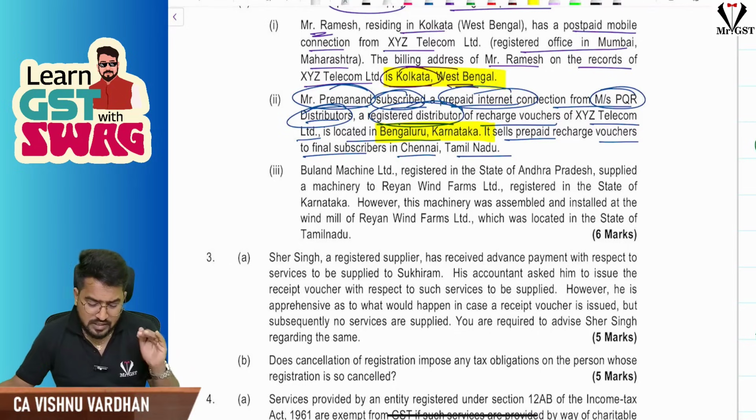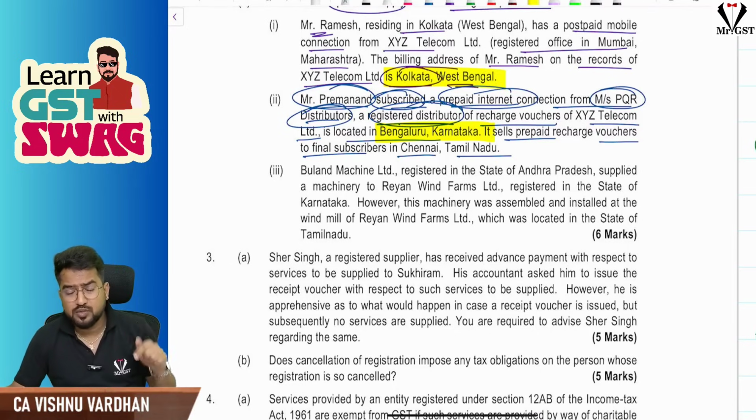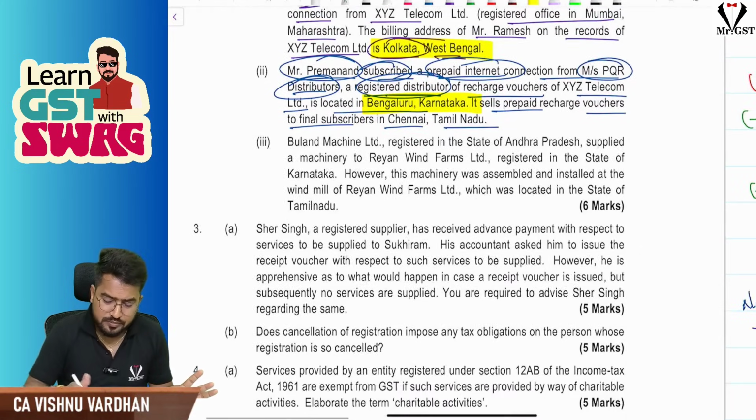So understand, even though the vouchers are sold in Chennai, Tamil Nadu, they are sold through the agents. So the agent's address will be the place of supply.